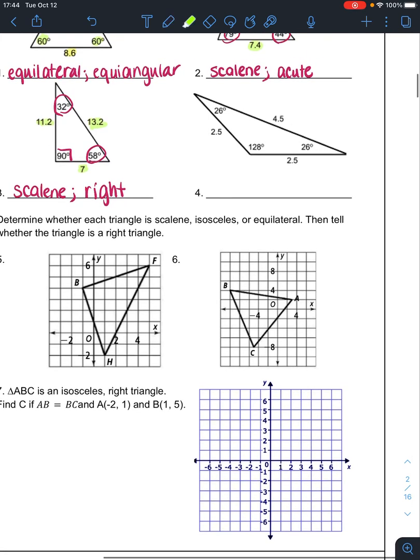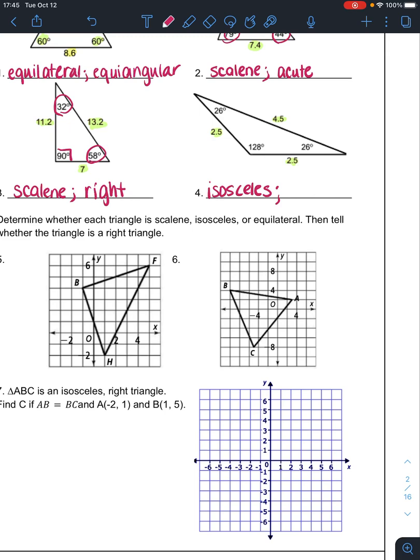Then number 4, look at it by its sides, 2.5, 2.5, and 4.5. Since two of the sides are the same, by its sides, it is considered isosceles. When I spell that, I spell it I-S-O-S, and then so isos, and then celes. So if you need help learning how to spell that, that's how I think about it when I spell it.